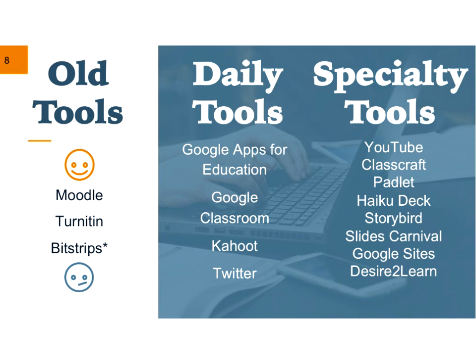I'm not saying on the left don't use them. Moodle's great, but I've moved to Google Classroom. Turnitin is fantastic for checking students' work. It checks for originality and plagiarism, and it gets everything available online. And sadly, Bitstrips no longer exists. They sent me a bunch of links so I could download the stuff that I'd made before. Very sad.